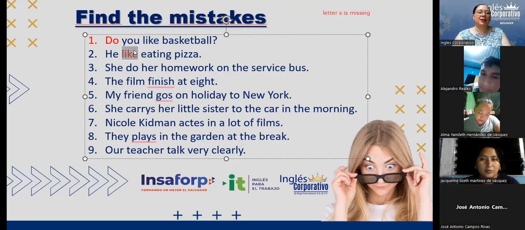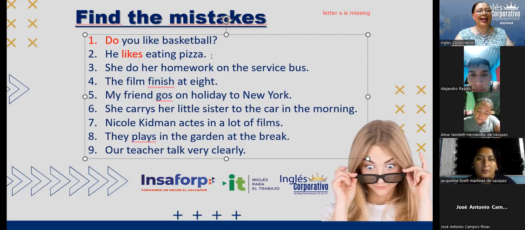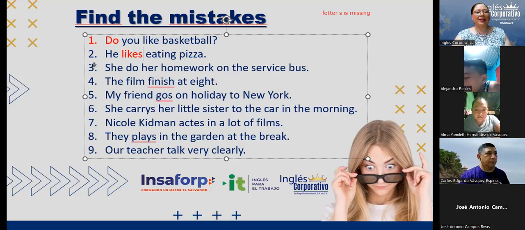We add letter S. Okay, so now it is correct, right? He likes eating pizza. Likes, okay? He likes eating pizza. A ver, leámosla en velocidad normal todos. He likes eating pizza. He likes eating pizza. All right, number three. Number three, Carlos Edgardo, please.